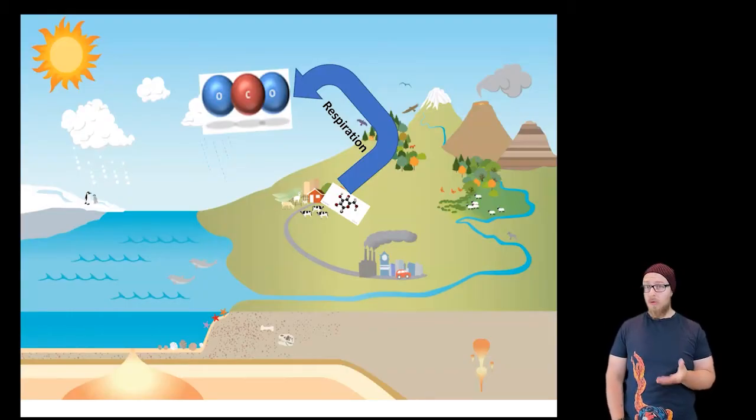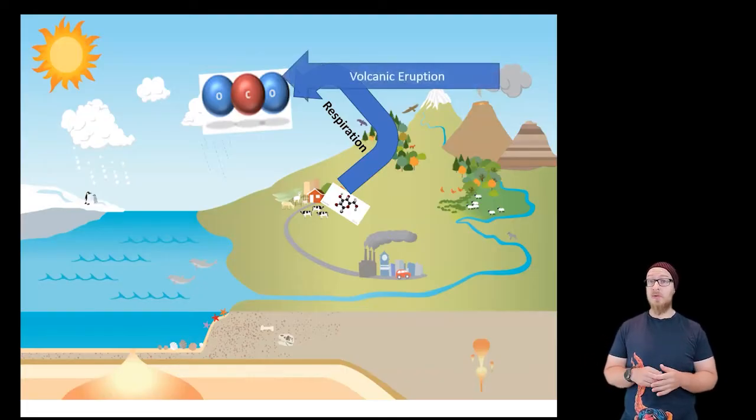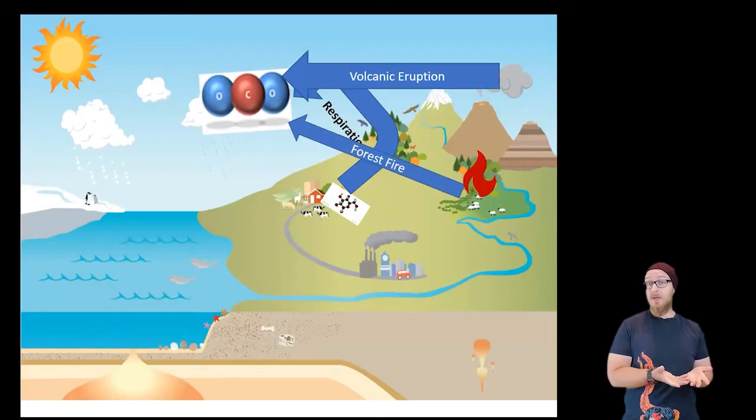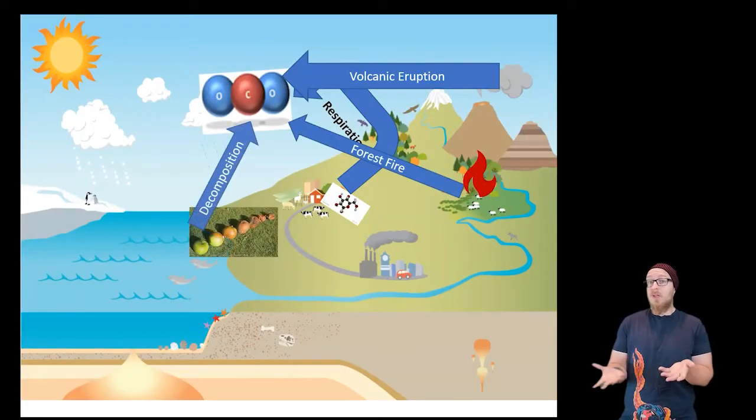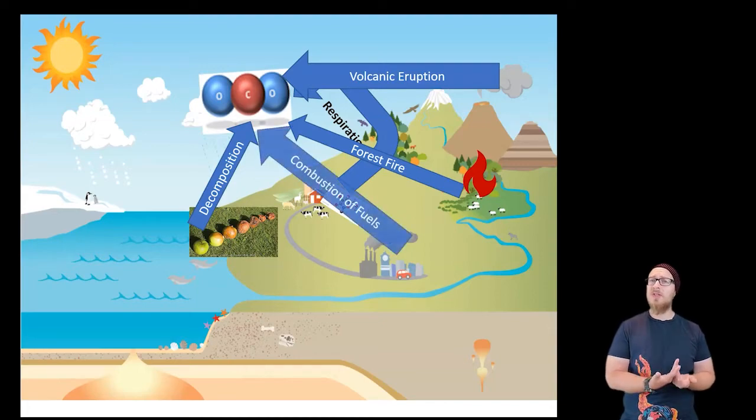Respiration is not the only way that carbon can be returned back into the atmosphere. It can also be returned through some natural processes like a volcanic eruption. It could be returned through forest fires. Even the process of decomposition returns carbon containing molecules into the atmosphere. Of course, the one we're all familiar with is combustion, right? The use of fossil fuels can also return carbon into the atmosphere.